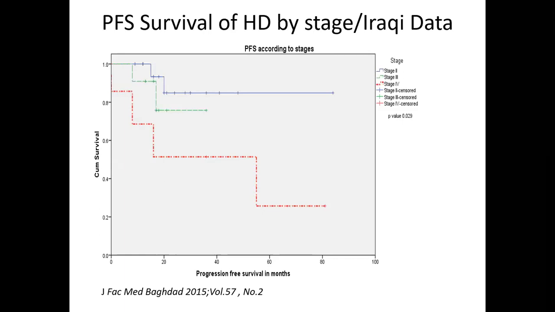This is what is called the survival curve for patients with Hodgkin disease. It is done according to the stage of the disease, the blue line for stage 2, the green line for stage 3, and the red line for stage 4. You can see that the survival is better with stage 2, followed by stage 3, and then the worst is stage 4.